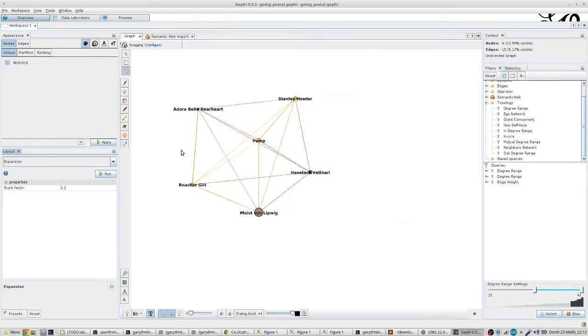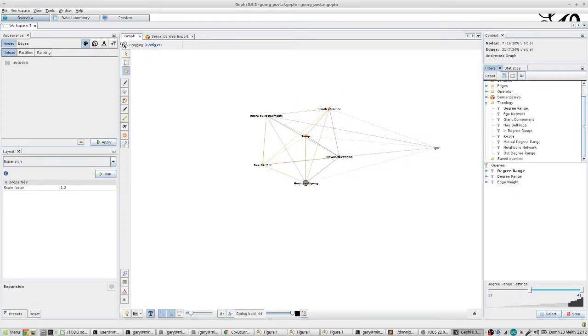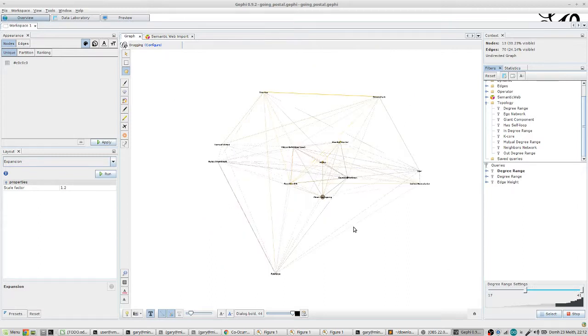So we can see this network of main characters, Pump, Reacher Gilt, Moist von Lipwig, and we can see how they interact with each other, how they're connected to each other. And as we tweak this filter, we can start to introduce some of the other characters into the graph and see at what point they become important, assuming your definition of important is degree in a graph.